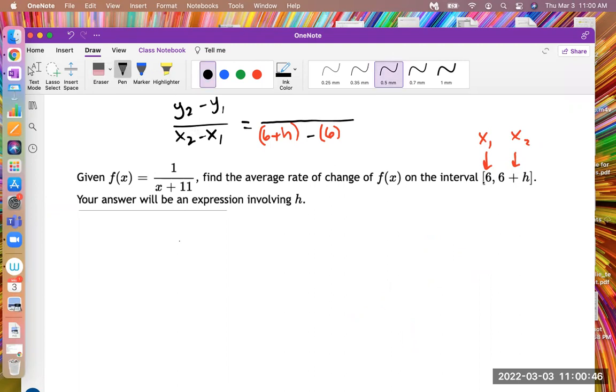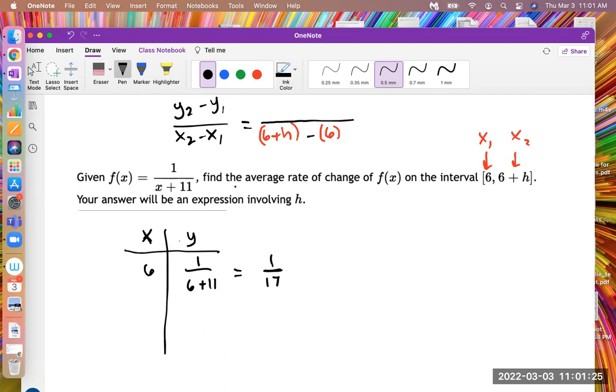I just have to plug in 6. And this is very similar to a long time ago when you did a table, right? You pick an x value and you plug it into the function and find out what the corresponding y coordinate is. That's what we're going to do here. I'm going to plug 6 into the function, and I'll write my work right here. 1 over 6 plus 11 simplifies to be 1 over 17, right? Because 6 plus 11 is 17, so 1 over 17.